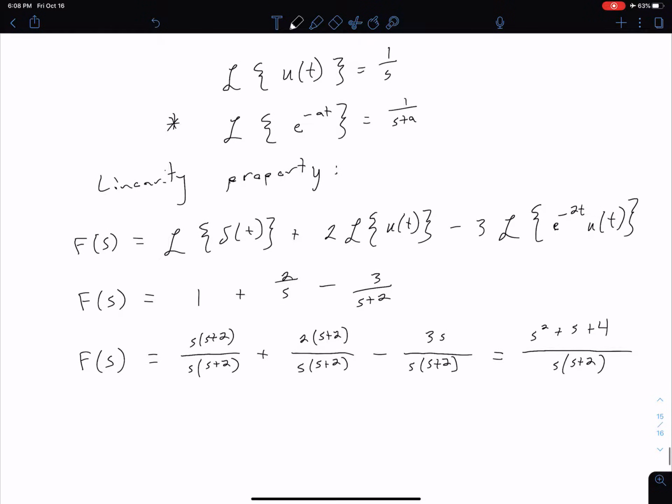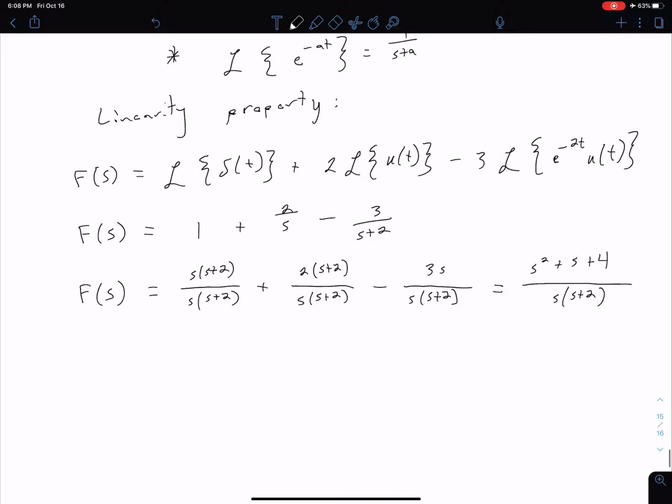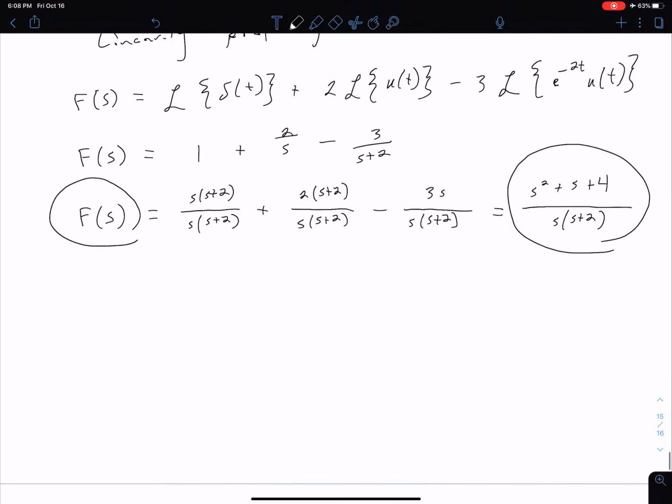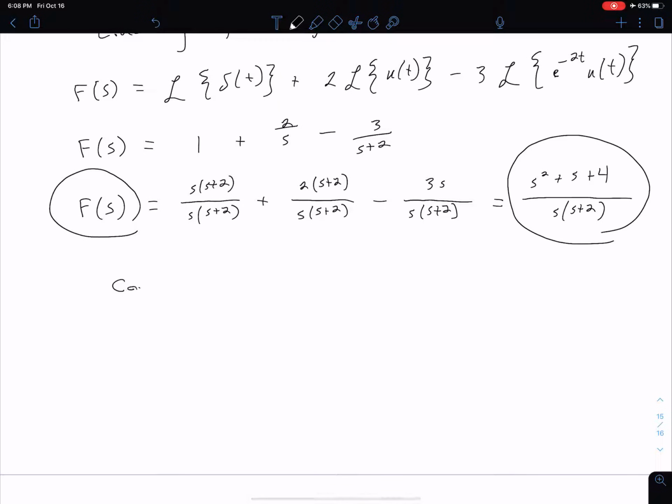So now we've found our Laplace transform, F of s, which we were looking for. So now let's ask ourselves, can we use our initial and final value theorems?